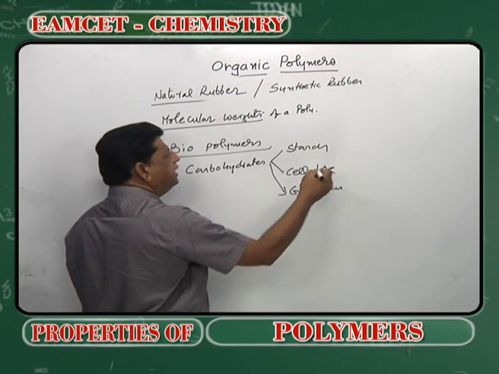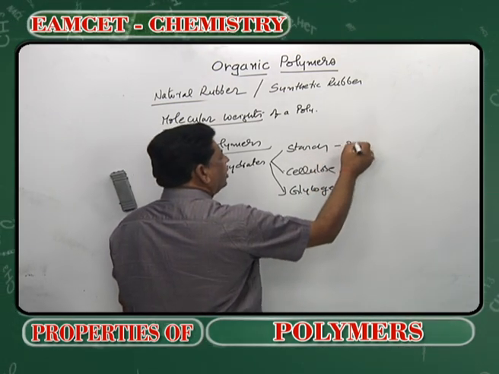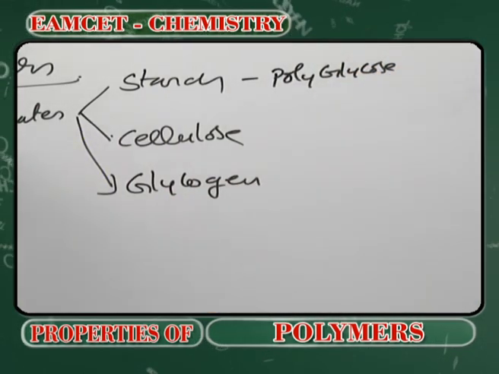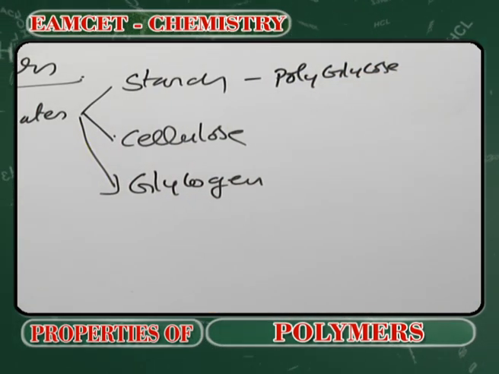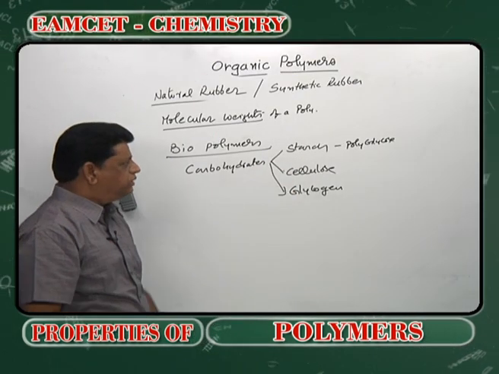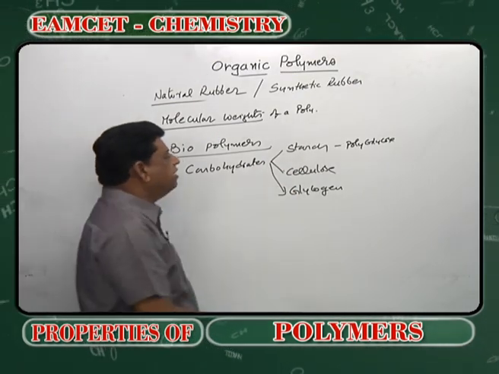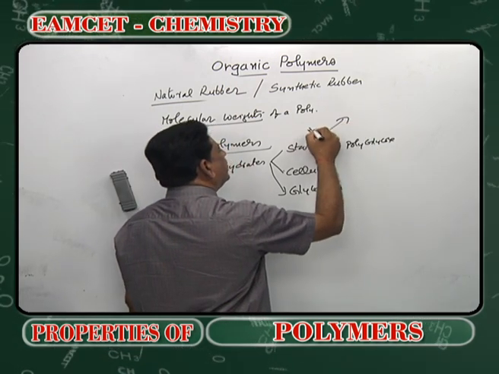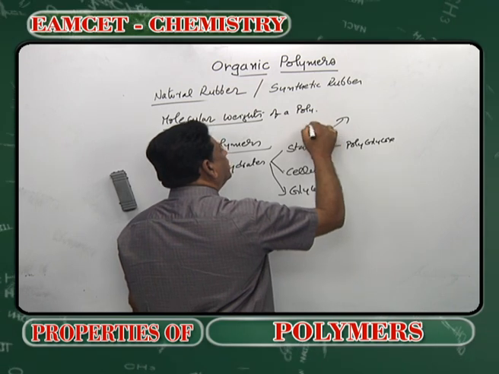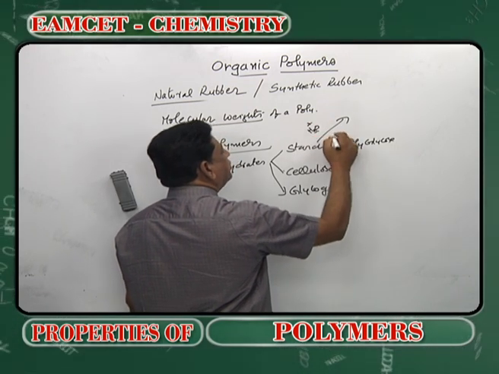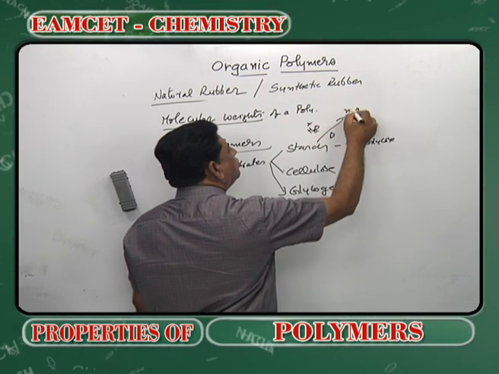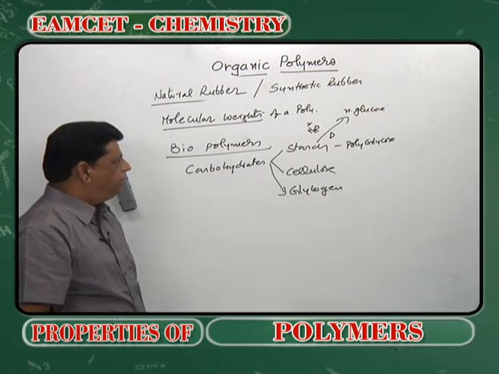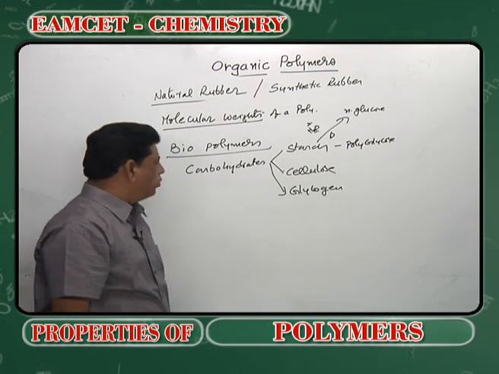These are all basically polyglucoses. How they are attached, alpha linkage or beta linkage, differs in the starch and cellulose, but they are polyglucose. That is why when you hydrolyze this polyglucose with H3O+, n number of D-glucose molecules will result. That shows it is a big molecule formed out of glucose.